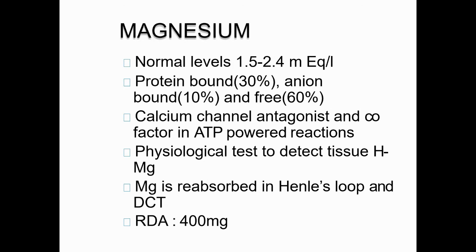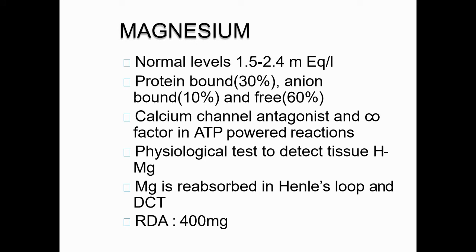Magnesium levels will be 1.5 to 2.4 milliequivalents per liter. About 30% is in protein bound form, anion bound is about 10%, and the free form is about 60%. Magnesium acts as a calcium channel antagonist, and it acts as a cofactor in ATP powered reactions.